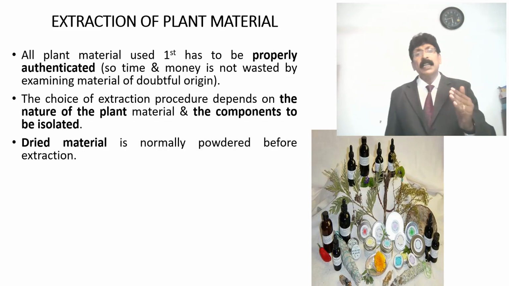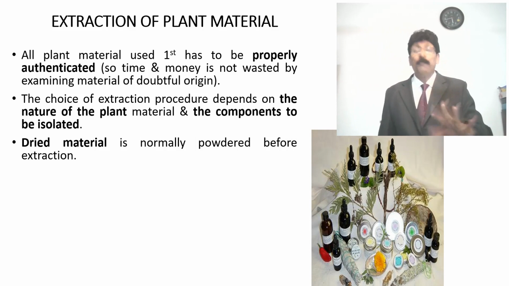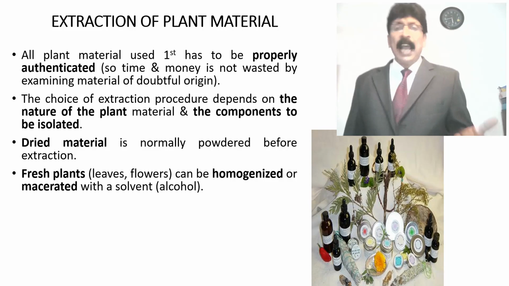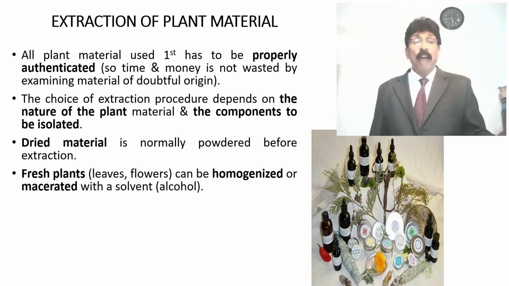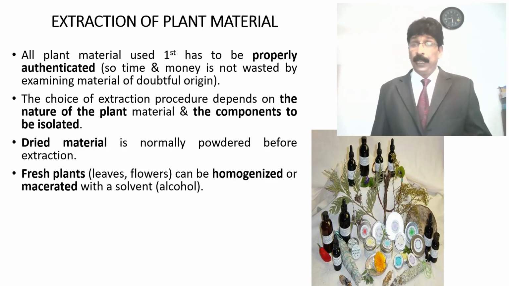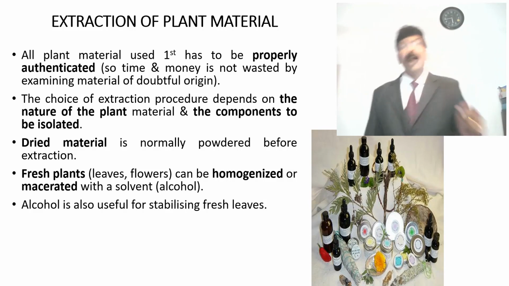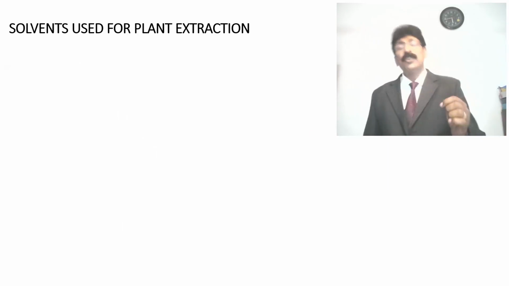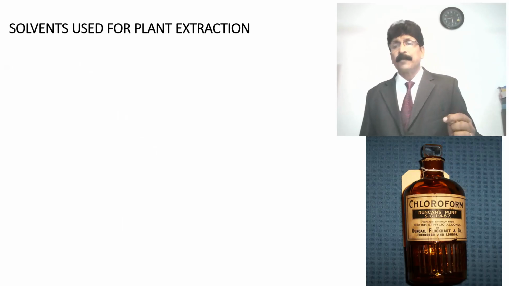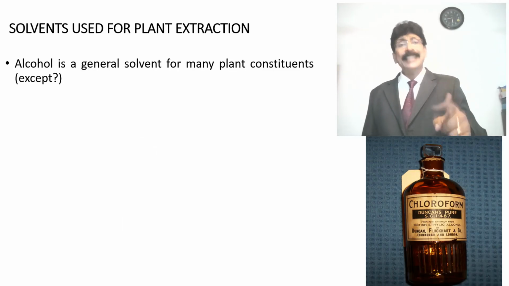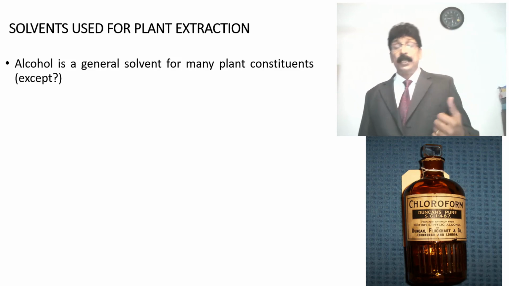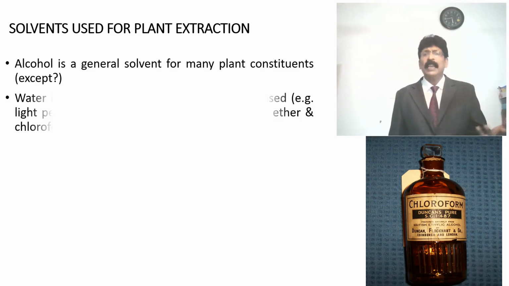Dried material is normally powdered before extraction. Fresh plants, leaves and flowers can be homogenized or macerated with a solvent, for example alcohol. Alcohol is also useful for stabilizing fresh leaves. Solvents used for plant extractions: alcohol is a general solvent for many plant constituents, though there are many exceptions.